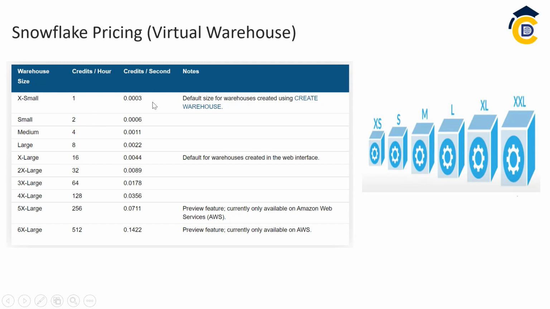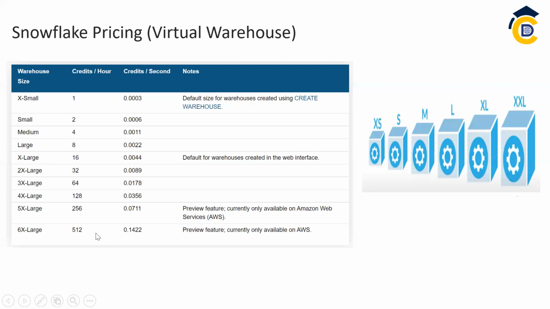So as you can see, for the size, if you have 1 node, it is 1 credit. If you have 2 nodes, it is 2 credits. If you have 3 nodes, 4 nodes, it is 4 credits. So this credits per hour is the same as nodes only. That is how you will be charged.